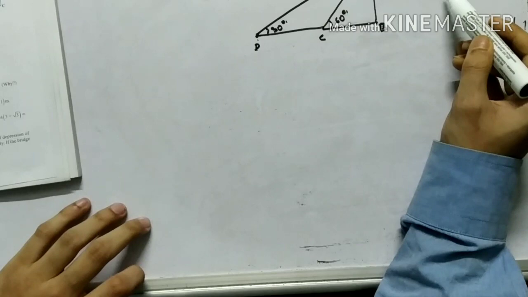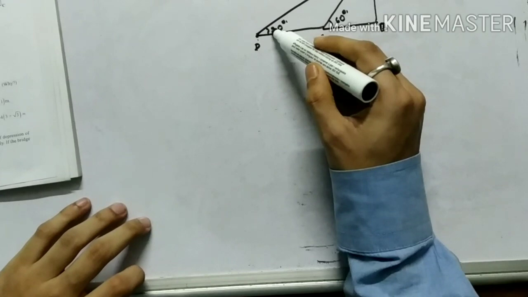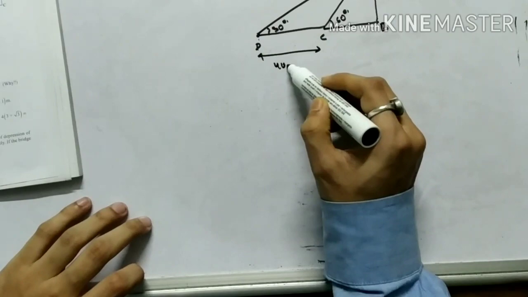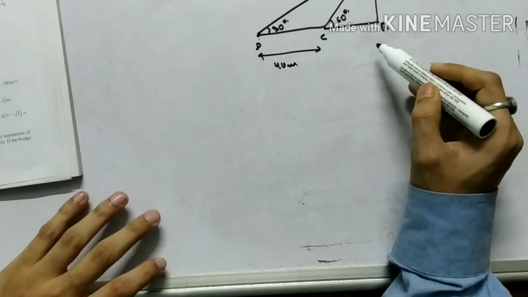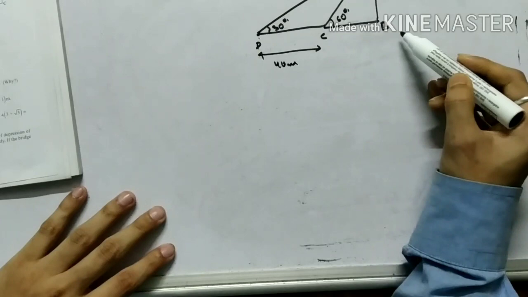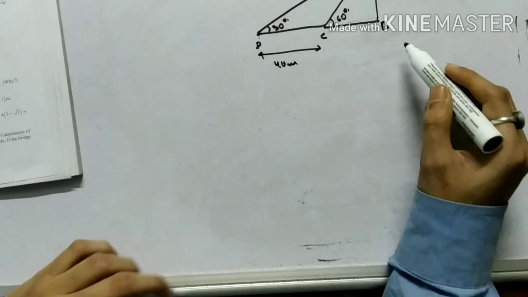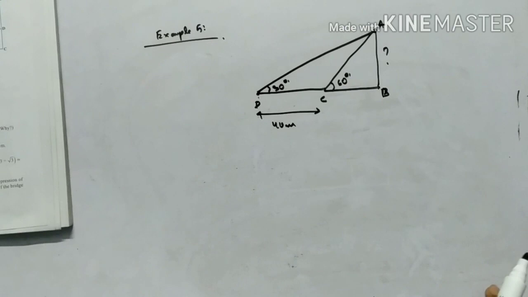Understand? So when the sun's altitude is 30 degree, the shadow that this tower cast is 40 meter longer than the shadow this tower cast on the ground when the sun's altitude is 60 degree. So CB and DB are shadows of AB. DB is the shadow of AB and DB is longer than CB by how much? By 40 meter. So I have to find the height of this tower, AB.